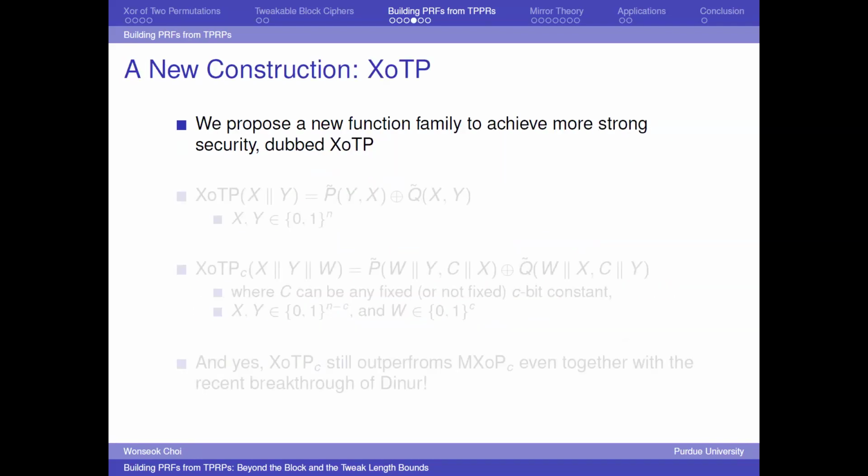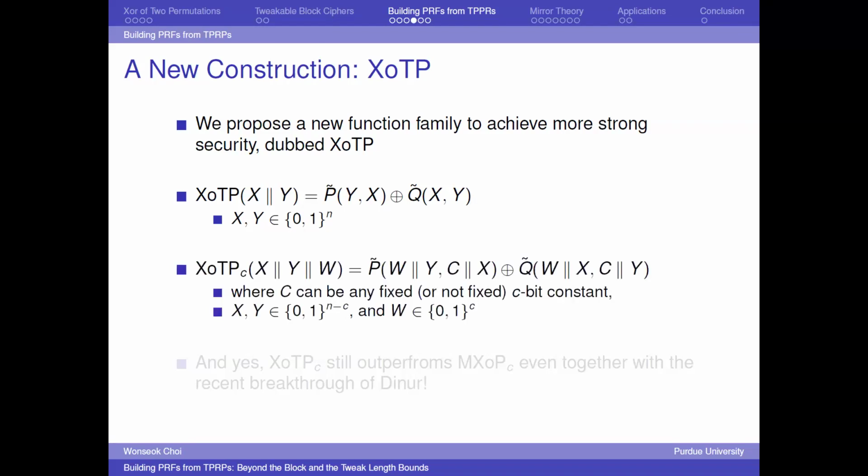And now we propose a new construction. We name it XOTP. XOTP is defined in this way. We get the same 2n-bit input, and in the first TPRP, we use Y as a message and X as a tweak, the same as in MXOP. But for the second TPRP, we use X as a message input and Y as a tweak. So we swap X and Y in the second TPRP. Just by simply swapping the message and tweak input, we can achieve a better security bound.